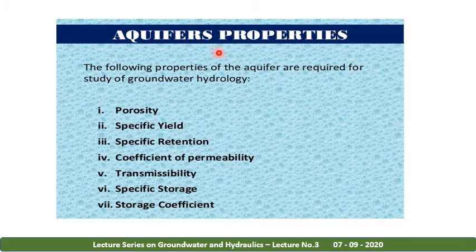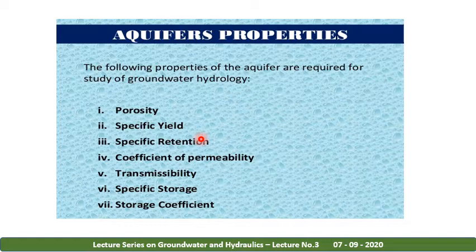So in today's class, we are going to discuss different types of aquifer parameters, like porosity, specific yield, specific retention, coefficient of permeability, transmissibility, specific storage, and storage coefficient. These are the different types of aquifer parameters. Let me tell you what the aquifer parameters are. An aquifer has the ability to store water and transmit water.